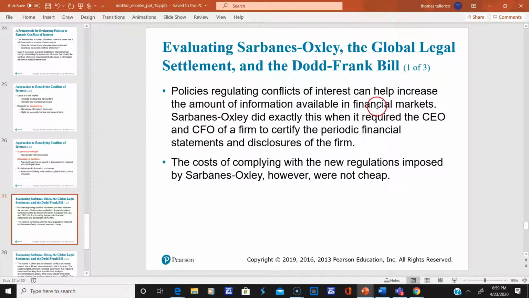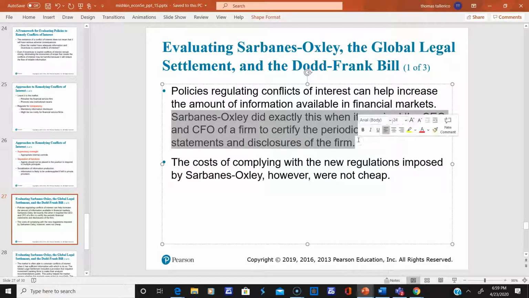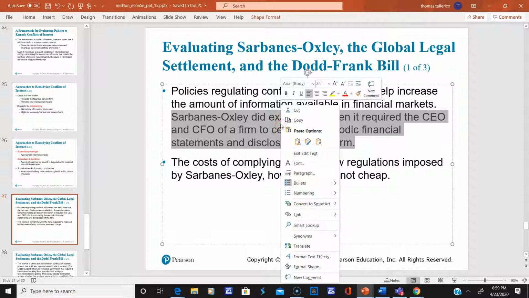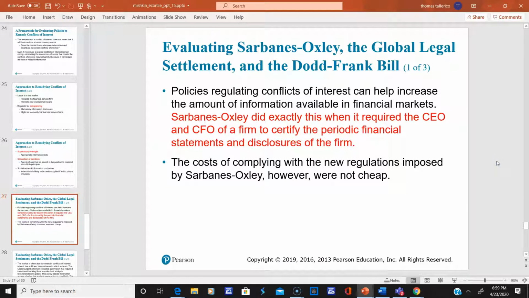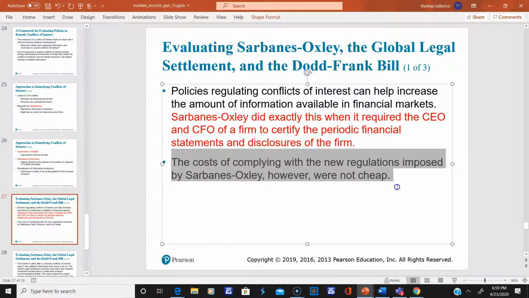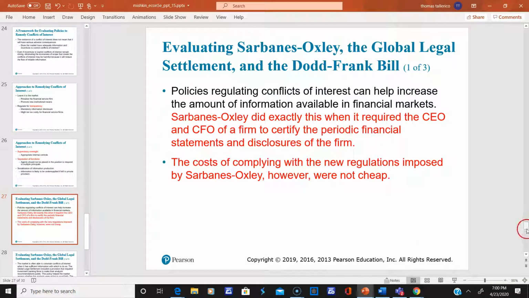So Sarbanes-Oxley basically provided for more information. You see what it says here. This is what I mentioned: the CEO and the CFO of a firm had to certify the financial statements and disclosures of the firm. So they had to make sure they signed those statements, and they had to swear by them. And you can see it says here, it was not cheap. The cost of compliance was extremely high, and to this day it's extremely expensive for companies.